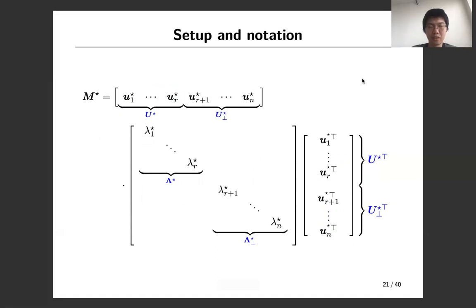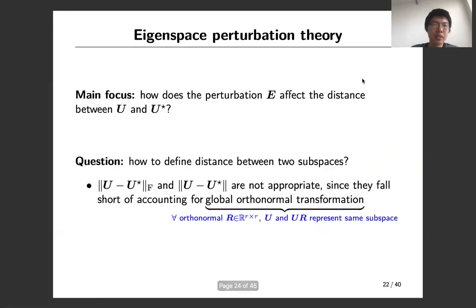Similarly, we have a decomposition for the surrogate matrix M, its perturbed version. The main focus of eigenspace perturbation theory is to understand how the perturbation E affects the distance between U and U star. Before we answer this question, there is actually another more basic question: how should we define the distance between two subspaces?